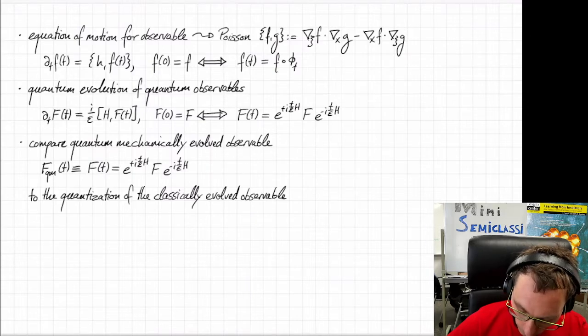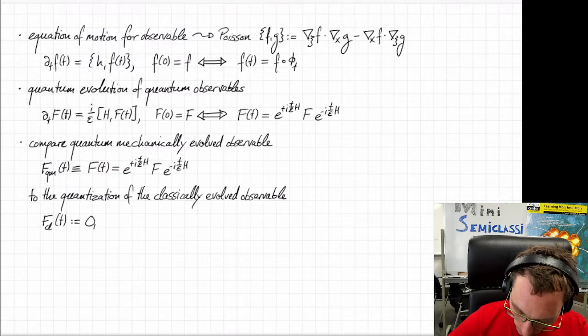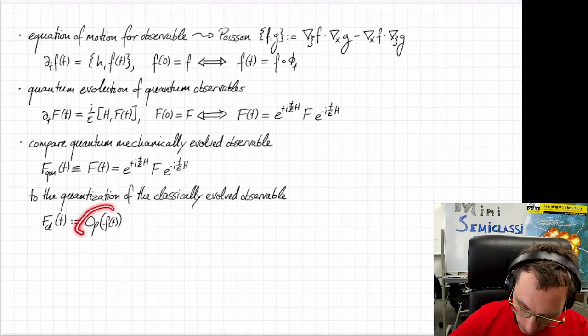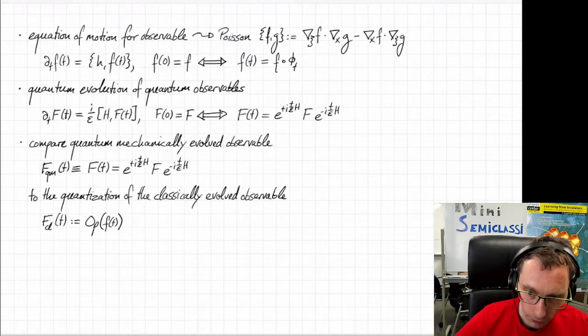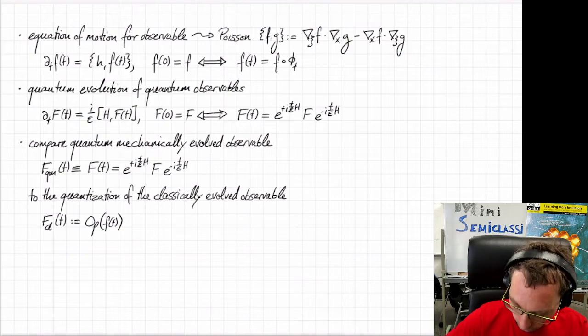And how is this defined? Well, let me call it F_CL for classical. This is just our quantization, whatever that may be at this point, of f of t. And because this is an operator on a Hilbert space and this is an operator on a Hilbert space, obviously you can compare the two and find out whether they are approximately equal to one another or not.